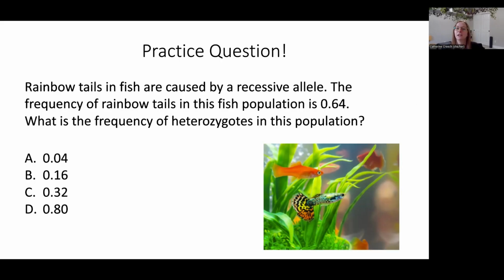Same setup, but what is the frequency of heterozygotes in this population? You know P and Q, so you can do the formula 2 times P times Q equals a heterozygote population, and that is going to be 0.32.